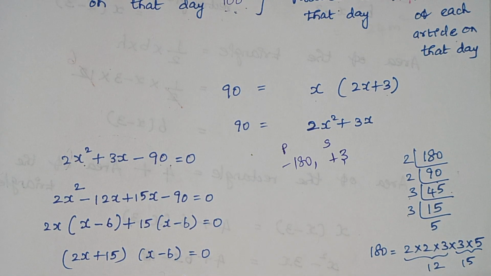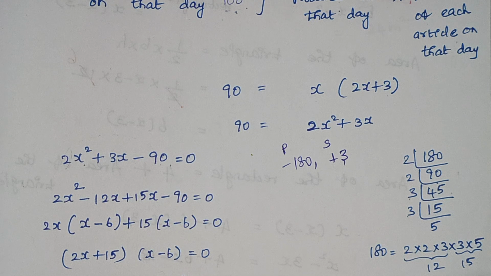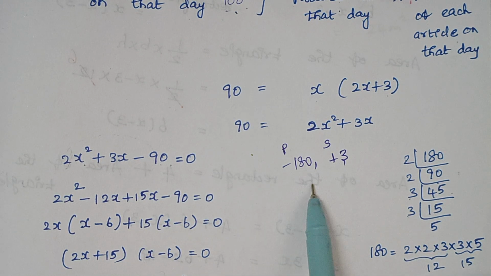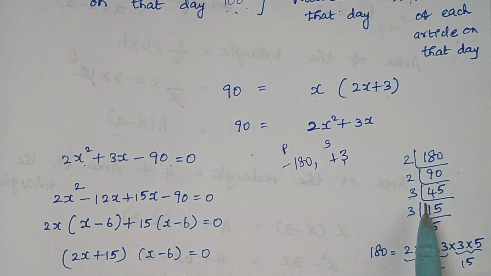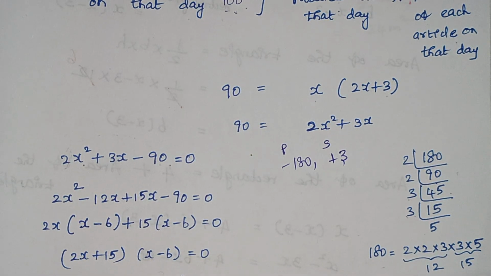Now we have to find two numbers such that when they are multiplied the answer should be minus 180 and when they are added it should be plus 3. So I am writing 180 as 2 into 2 into 3 into 3 into 5. Now I am going to make two numbers out of this.